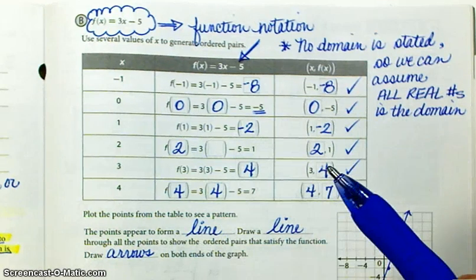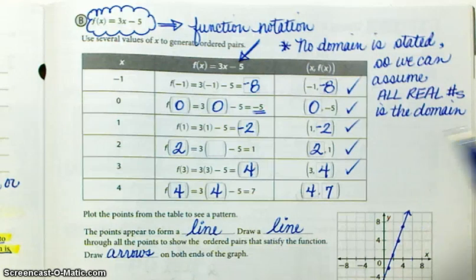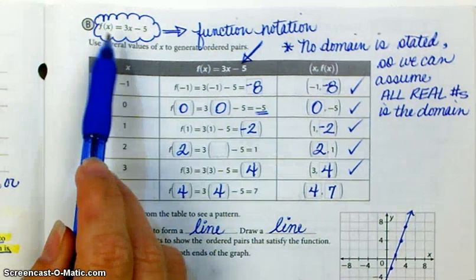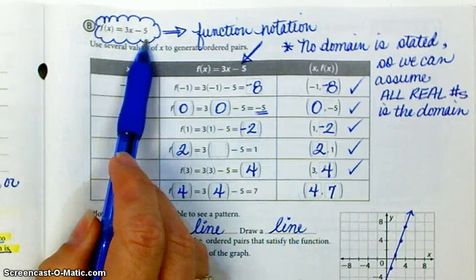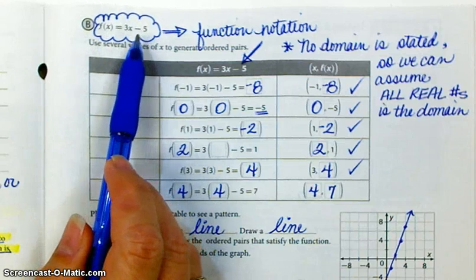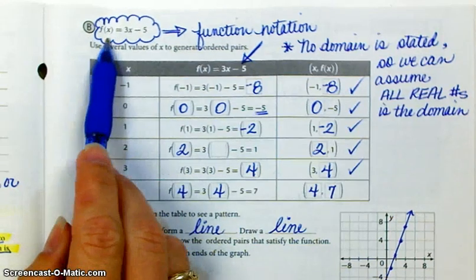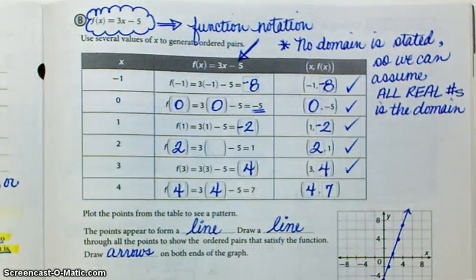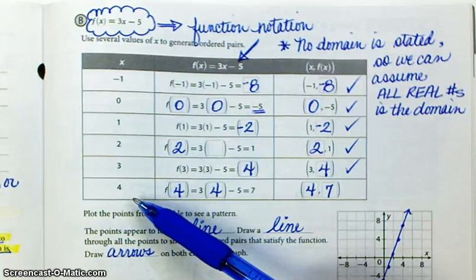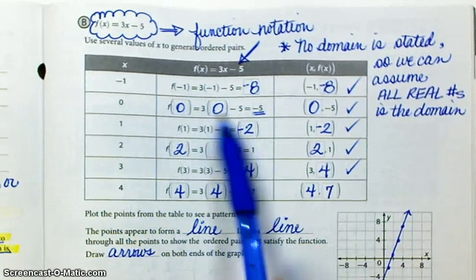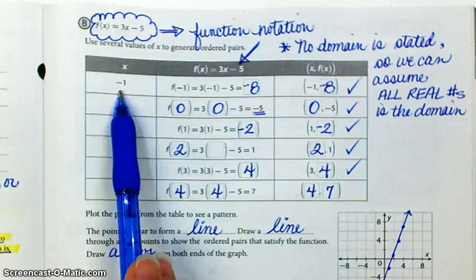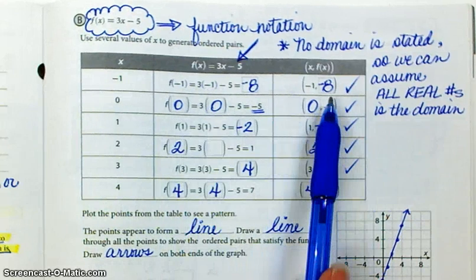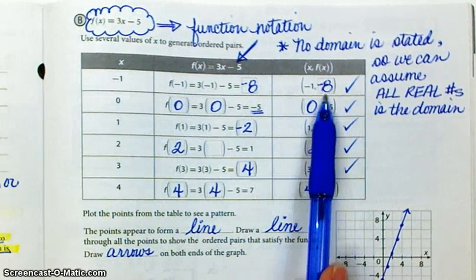There are some, for instance, word problems. You'll have to read the word problem to see if all real numbers makes sense. But if it's just stated like this and there's no word problem associated with it, or there's no real world situation that you're describing, you're just given a function and no domain is stated, well, then you can assume that's all real numbers, okay? So again, we generate enough points, number crunch, put each x value into the function to generate the y value so that we can have an ordered pair.